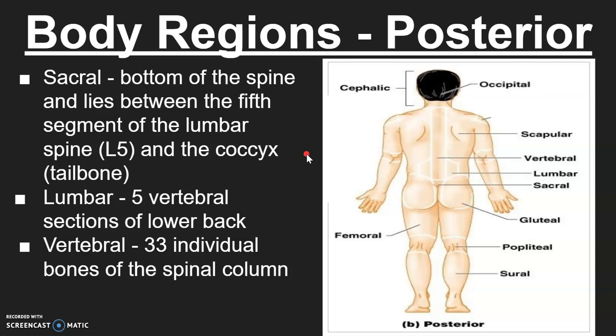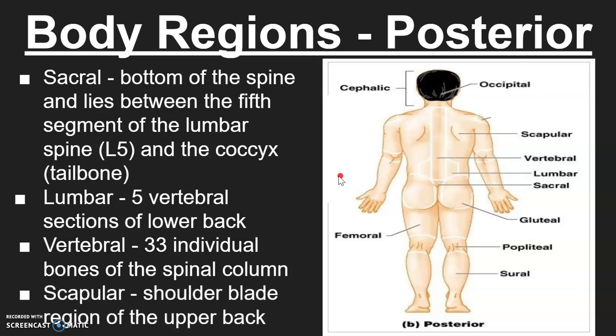But then the vertebral region are the 33 individual bones of the spinal column. So I was saying to you before that some of these terms are kind of general. So this will start all the way up in the T-spine that is extending up, relatively high in the back, going all the way down through the lumbar in the lower back. So we'll talk about all those different regions of the vertebral column. But then the last one is the scapular region.